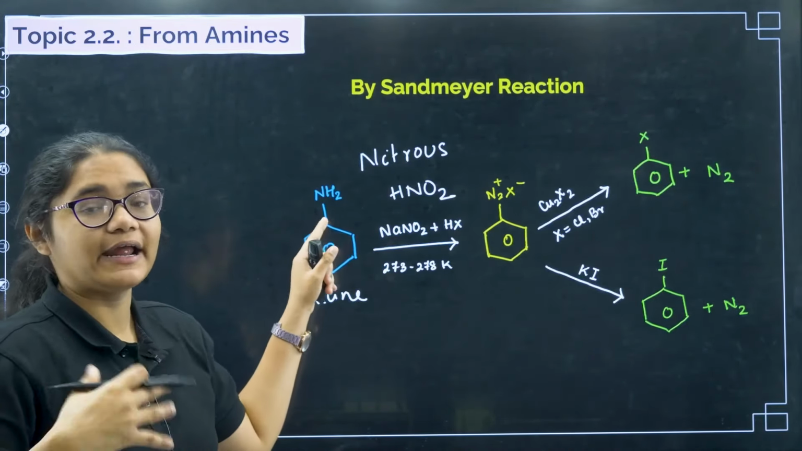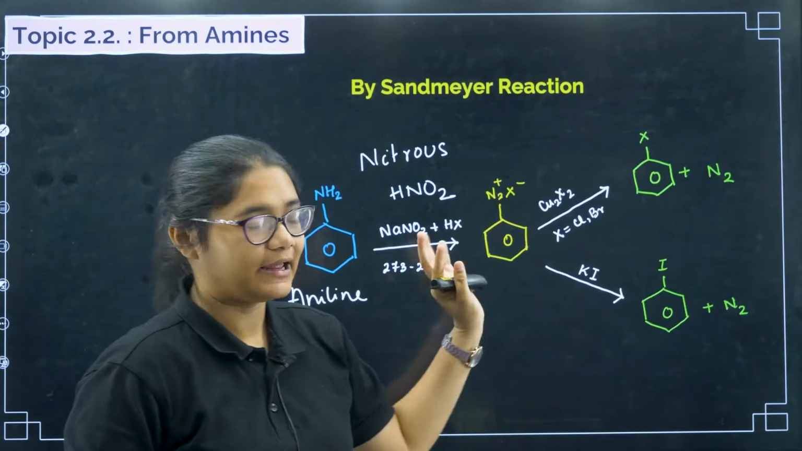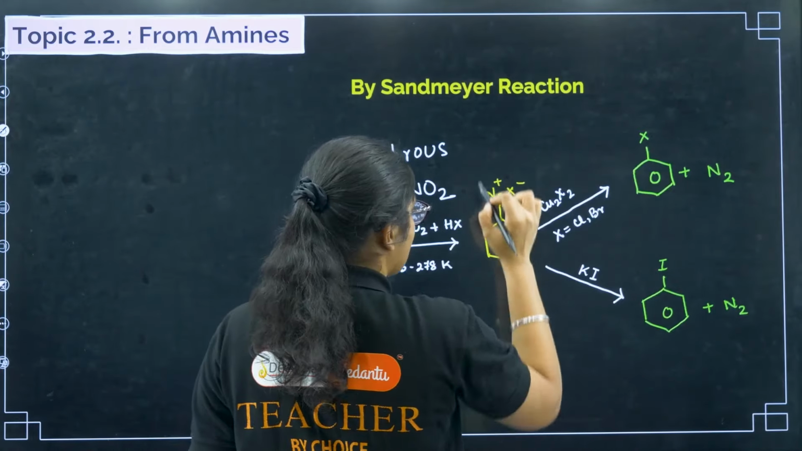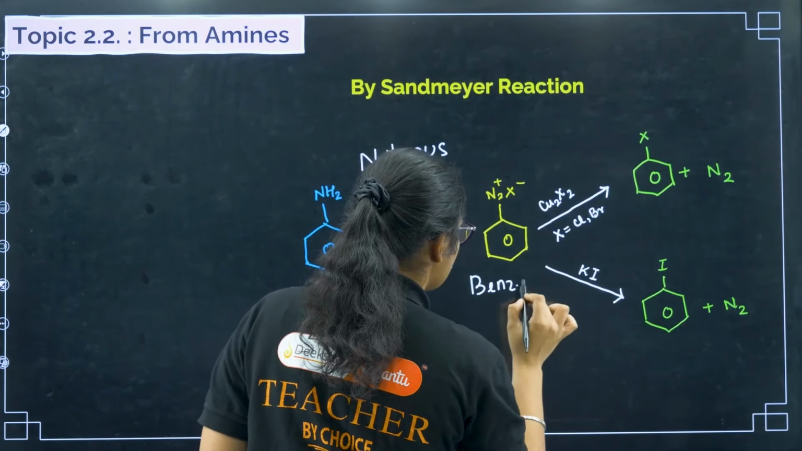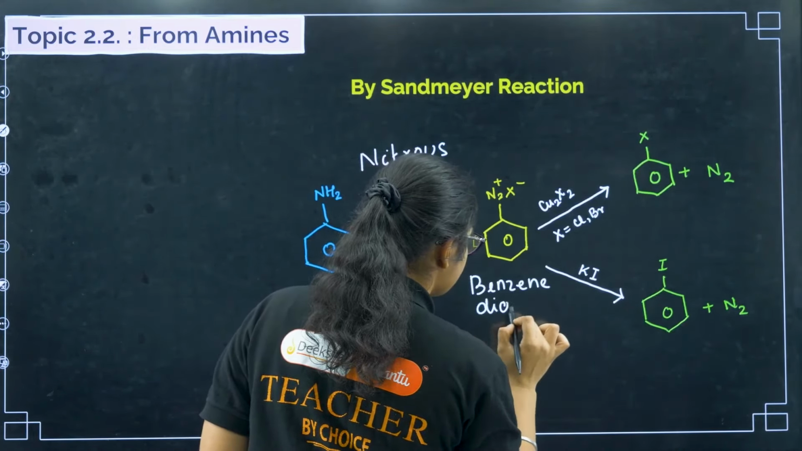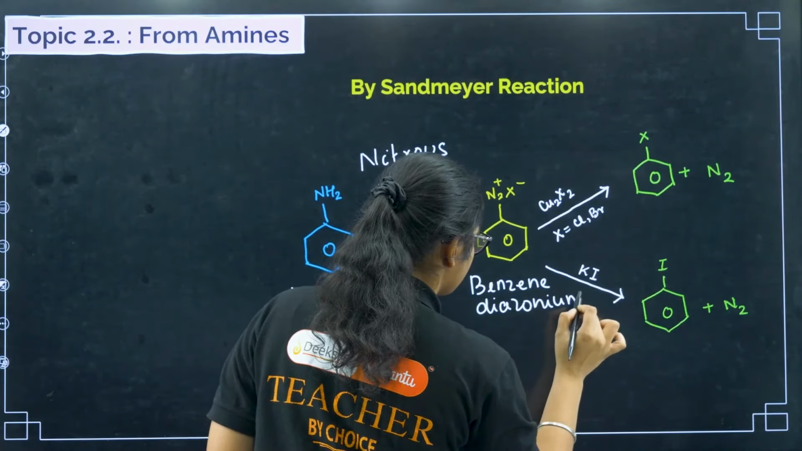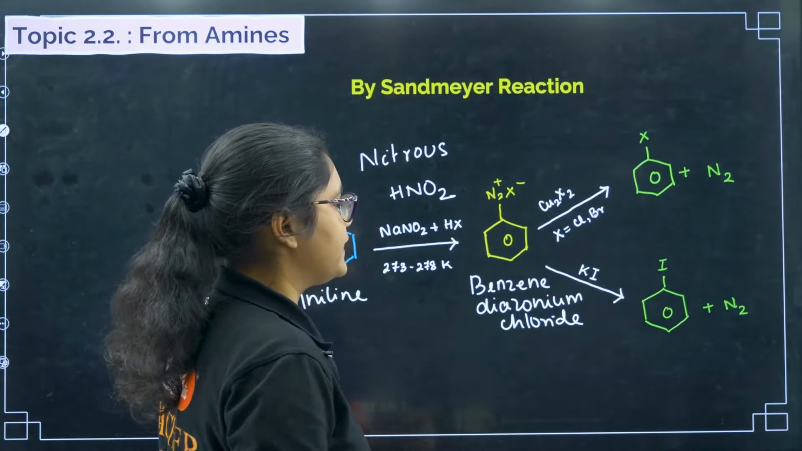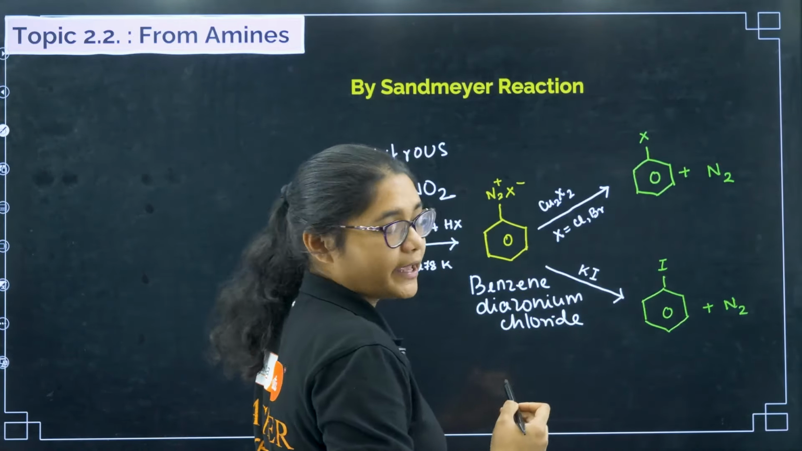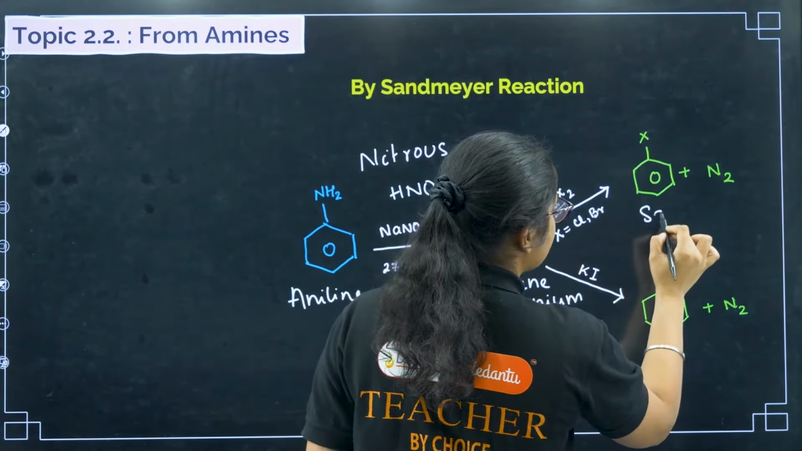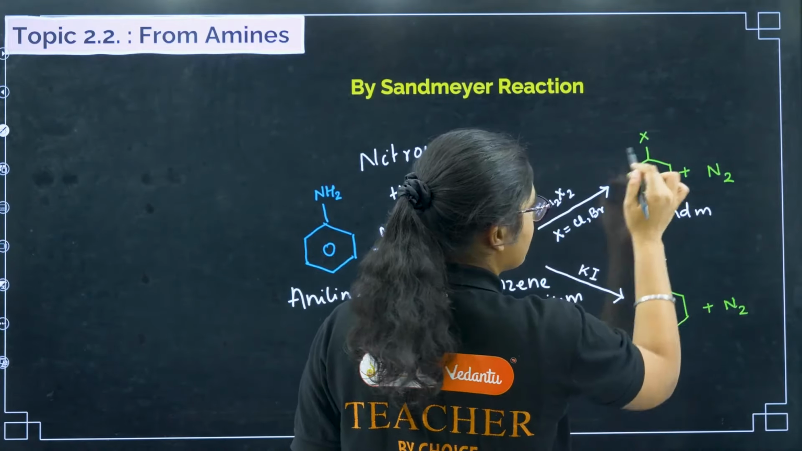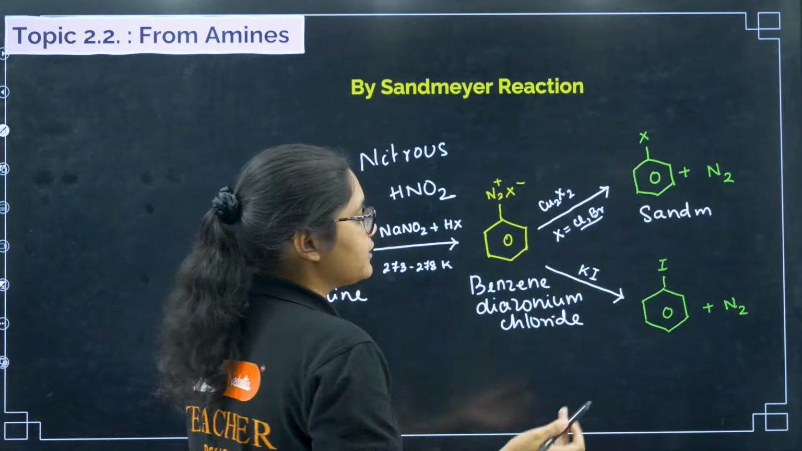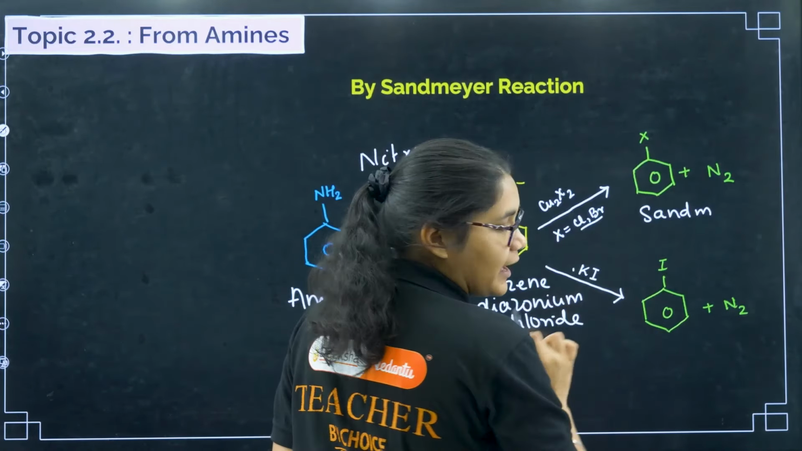Now what will happen? This NH2 will get converted to N2+ Cl-, whatever X you have taken, generally it is chlorine. This particular compound is called benzene diazonium chloride. From here, if you treat it with Cu2X2, this is called the Sandmeyer reaction. You will get chlorobenzene or bromobenzene, where X is chloro or bromo. To get iodobenzene, you can treat it with KI.